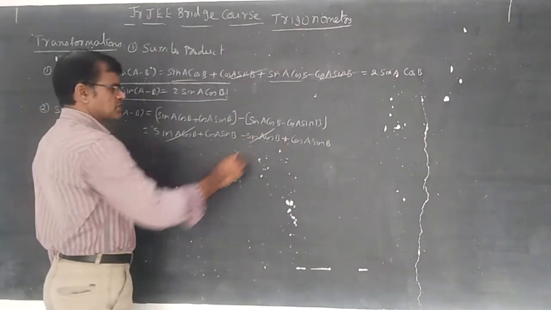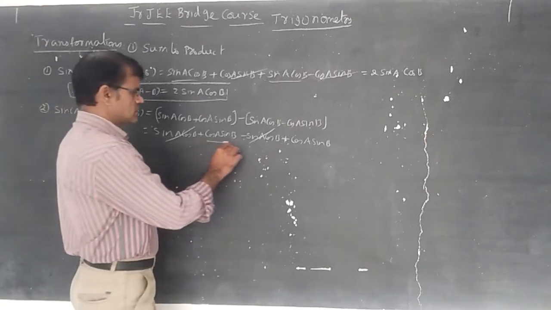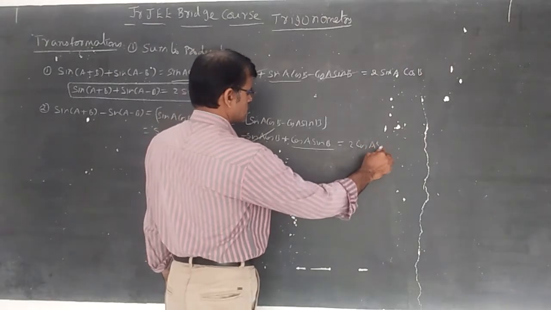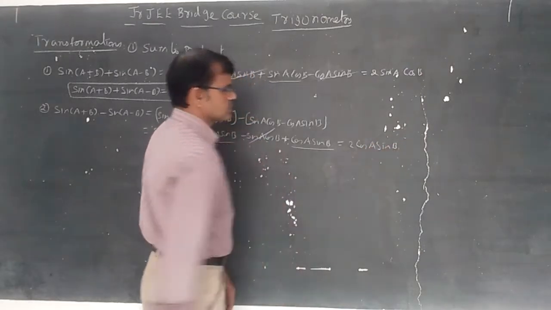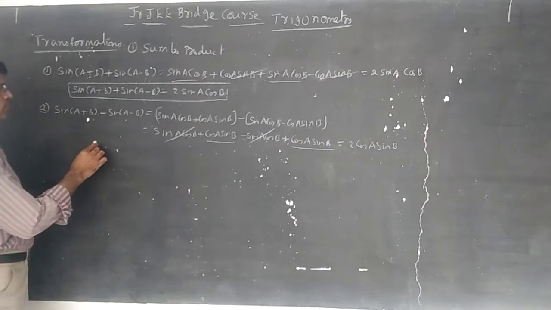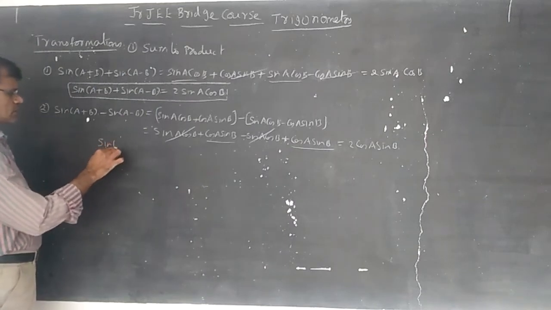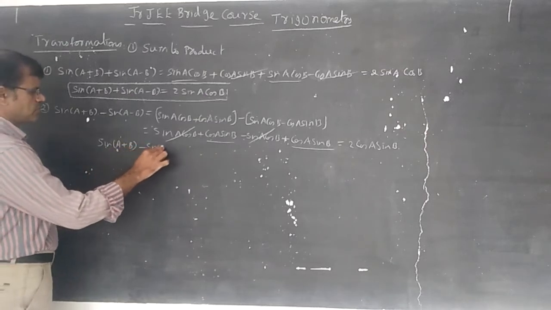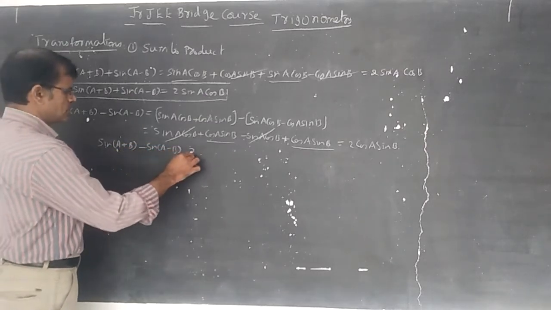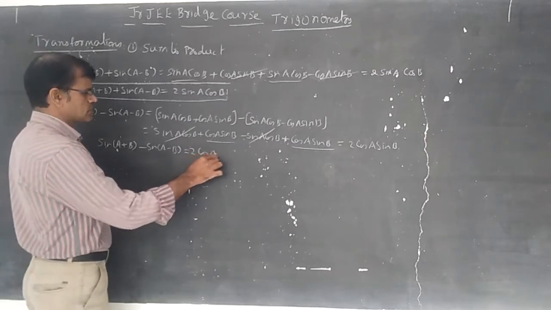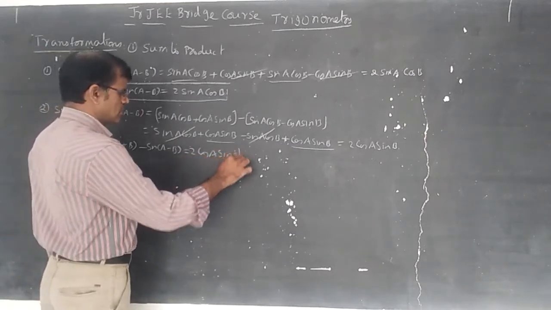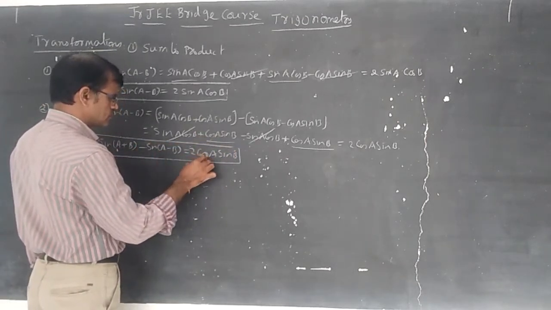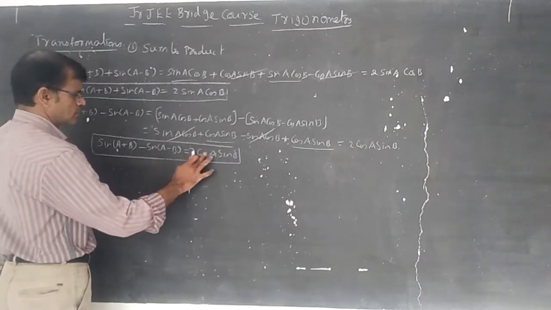Here sin A cos B and sin A cos B will get cancelled. This is 1, this is 1. So we can say 2 cos A sin B. Let us remember this as a formula: sin of A plus B minus sin of A minus B is equal to 2 cos A sin B.